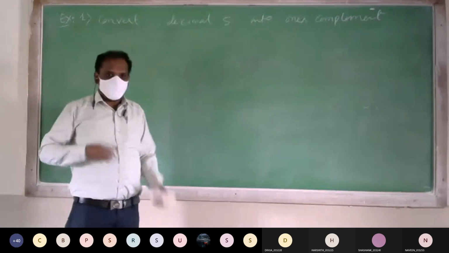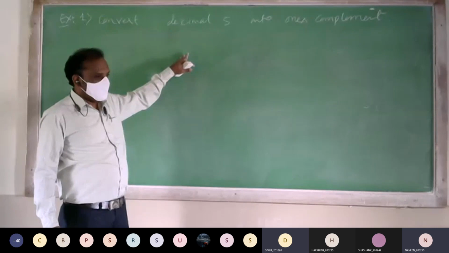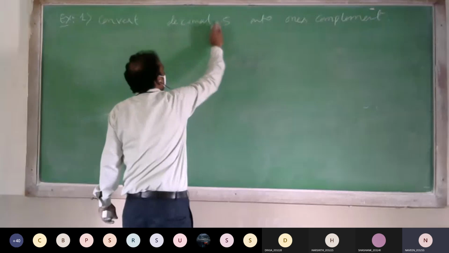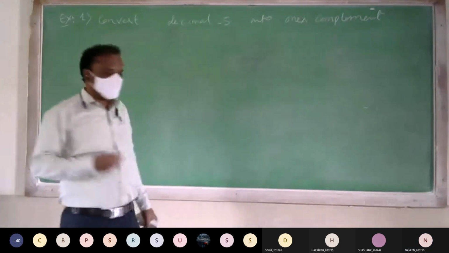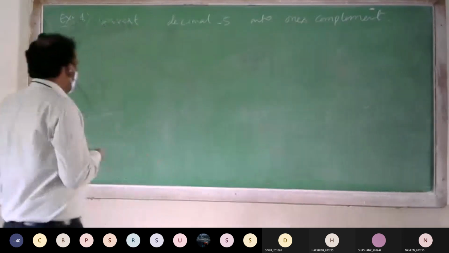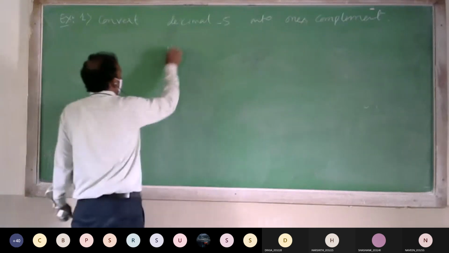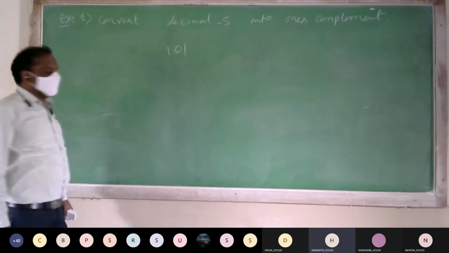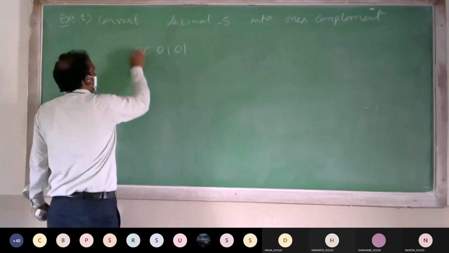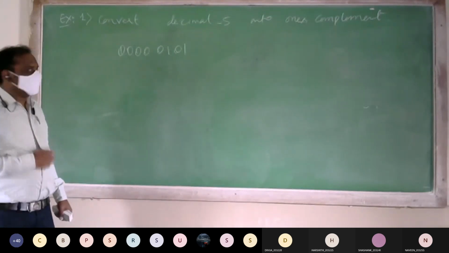Shall we see one more problem? Yes, sir. Now take one with MSB 0. Convert minus 5 into 1's complement. Now what is 5 in binary? 101. This is 5, right? Now, I will represent this in the form of 8 bits.